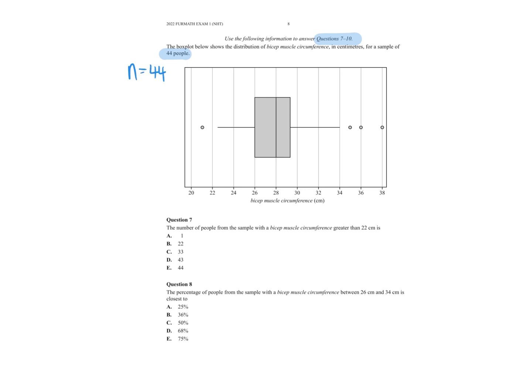Now, question 7, the number of people from the sample with a bicep muscle circumference of 22 and greater. So if we go greater than 22, if I look here, here's 22 and greater. So it's pretty much everyone bar 1. So what is it going to be? The 44 minus that one outlier. So what do we get? 43.